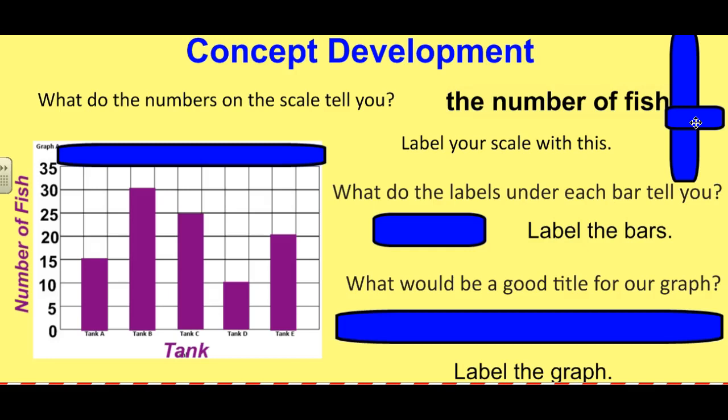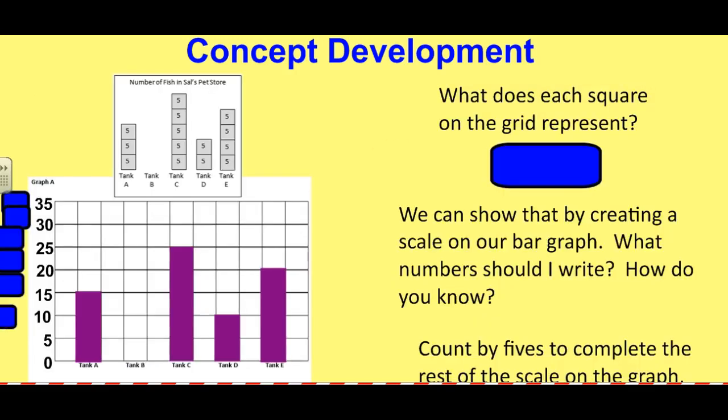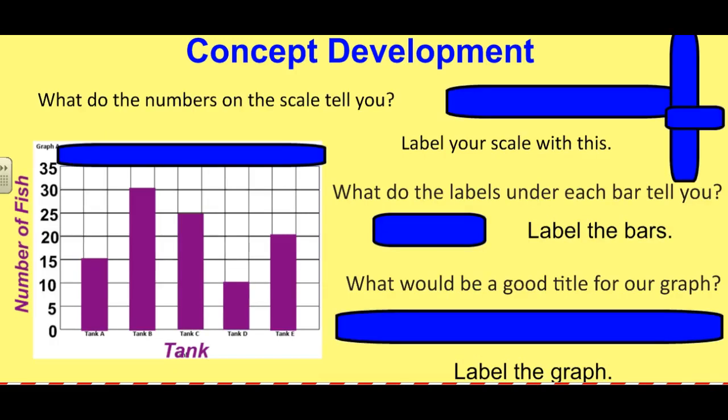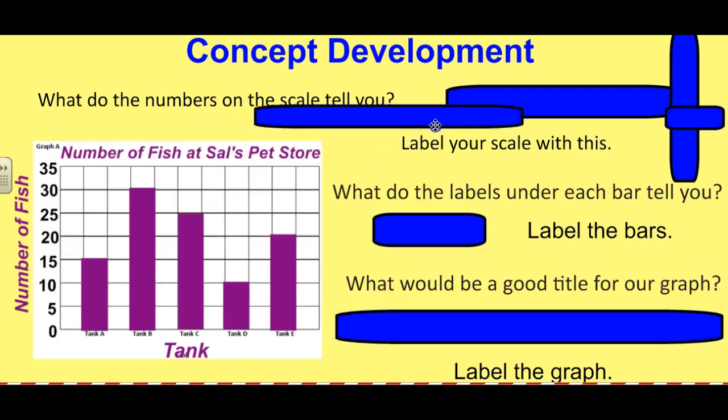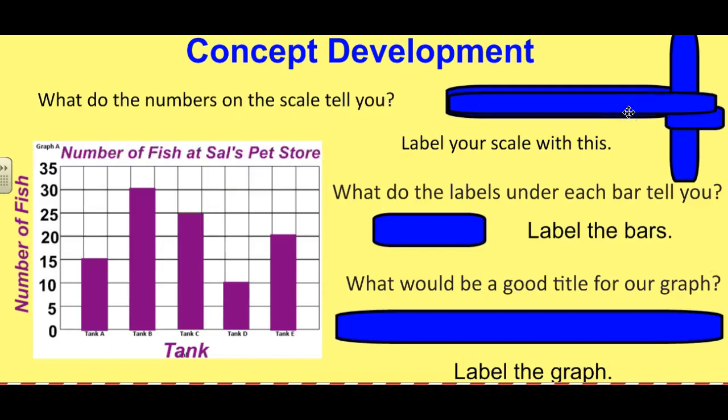And then the last thing that we need to label for the graph is a title. So if you look back at the chart, which was the number of fish in Sal's pet store, then that is going to be our same label for our bar graph. So we're going to go back to our bar graph, and you need to label the title as the number of fish in Sal's pet store. Once you have all that labeled, you can push play and be ready to move on.